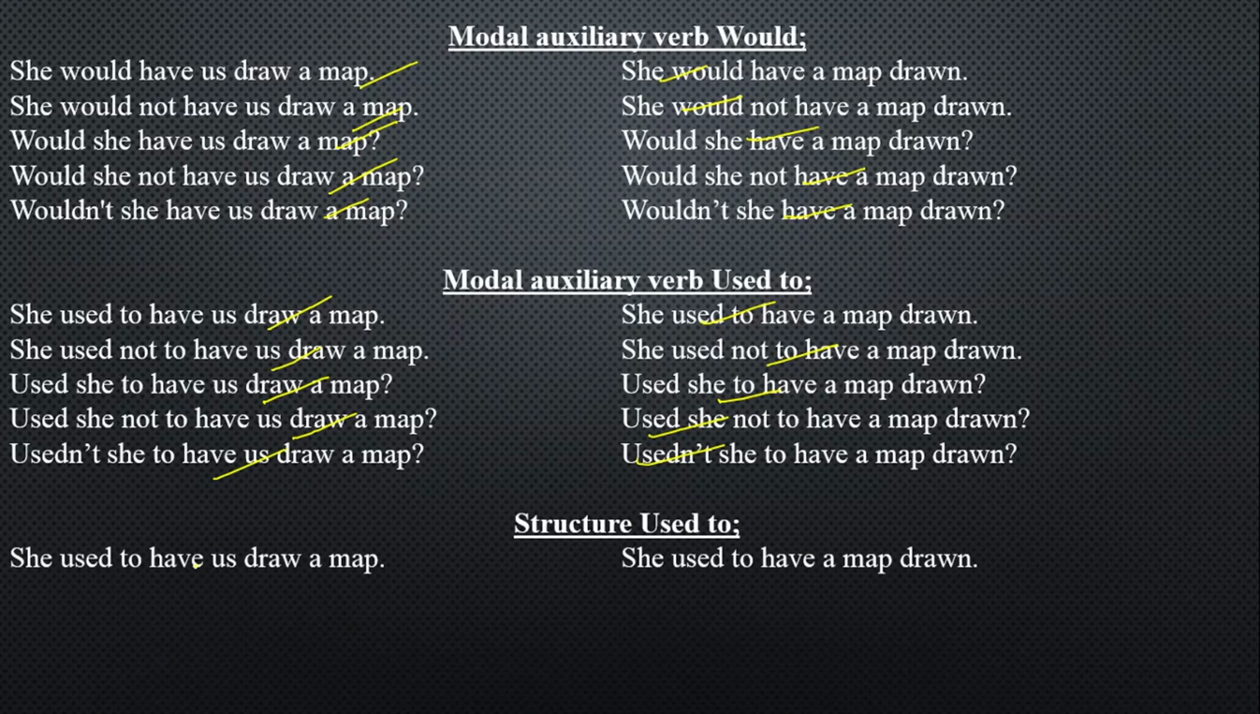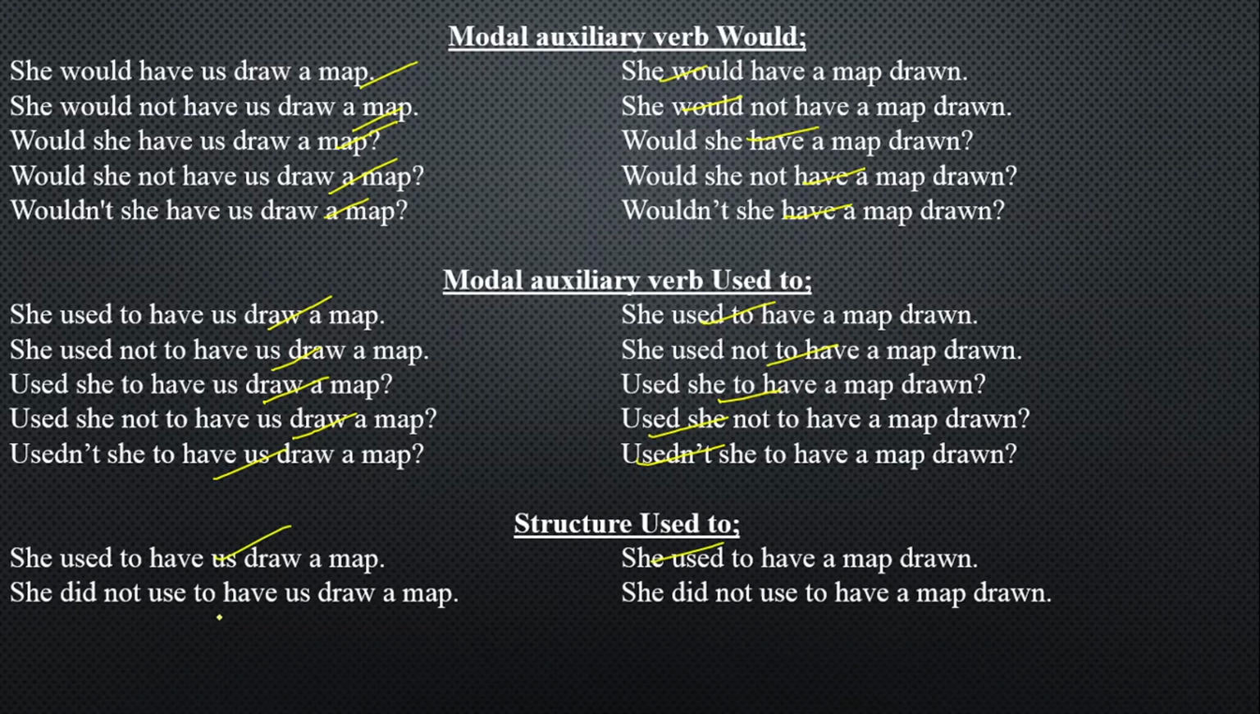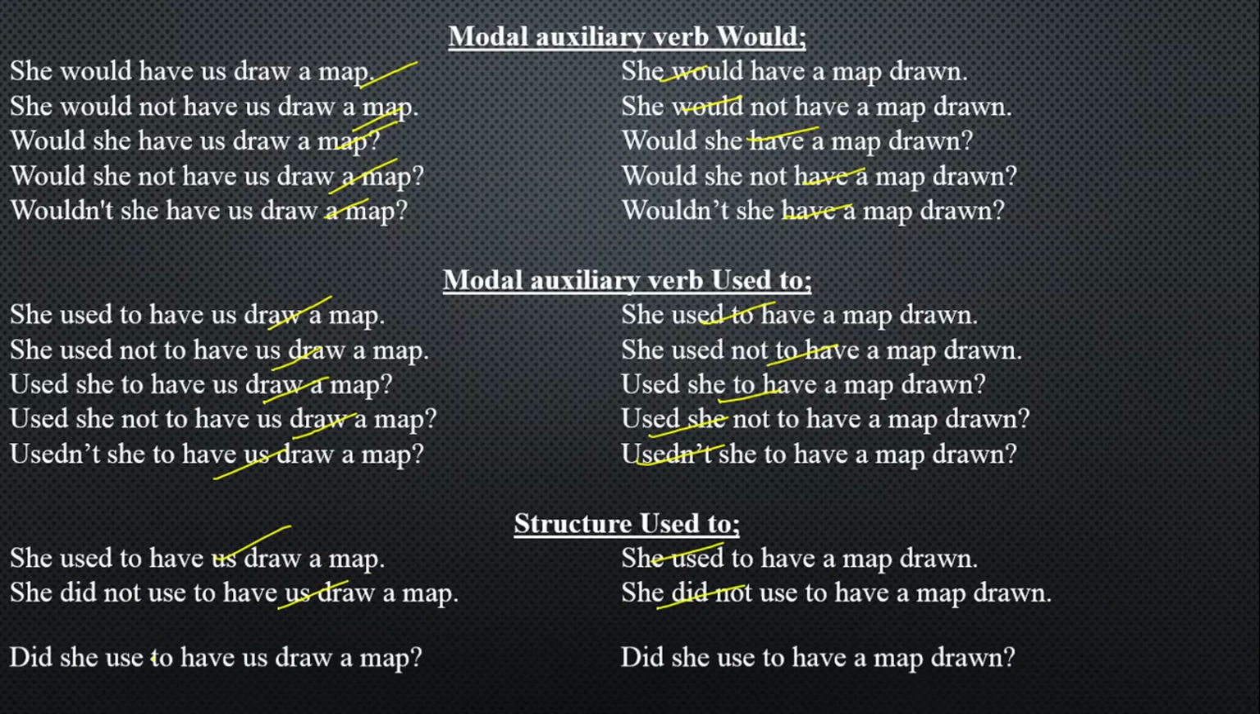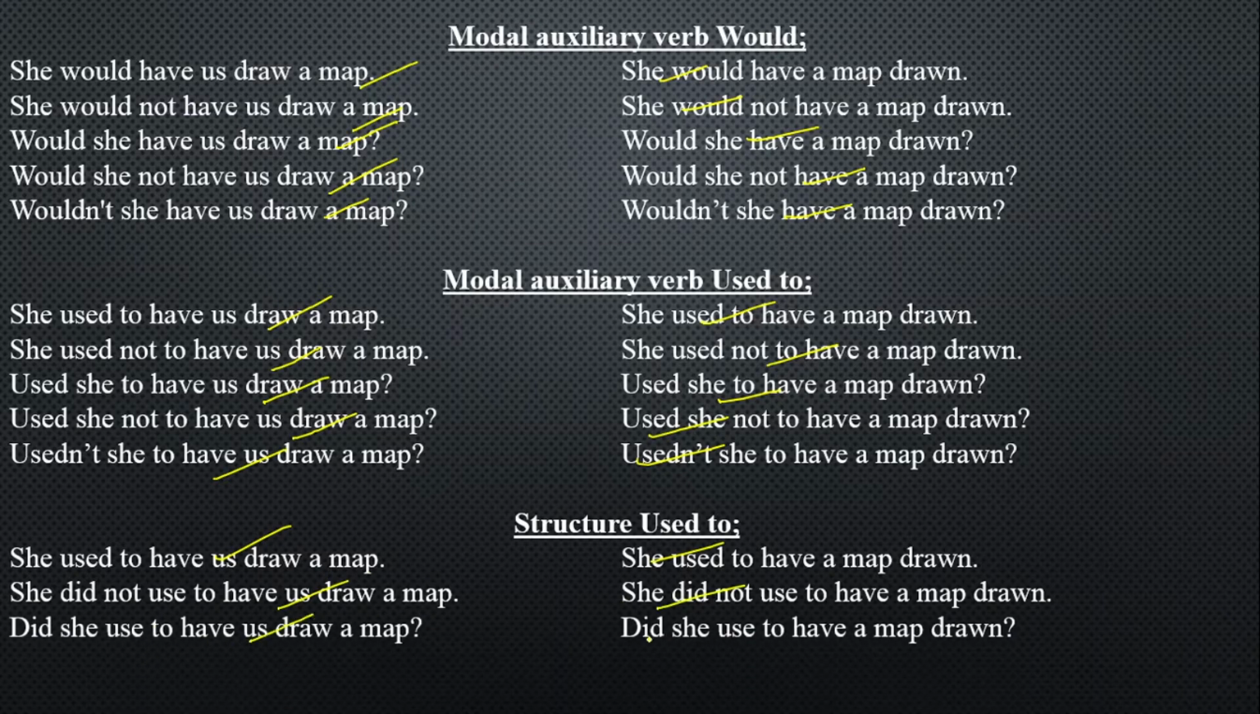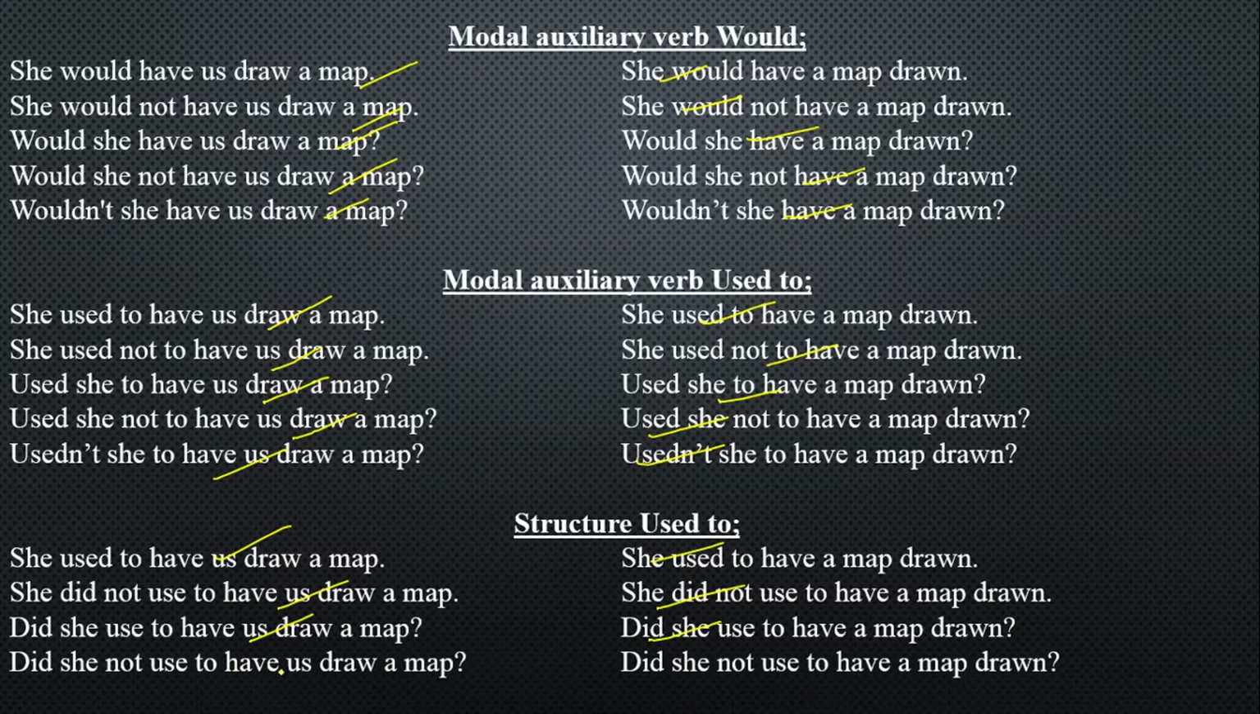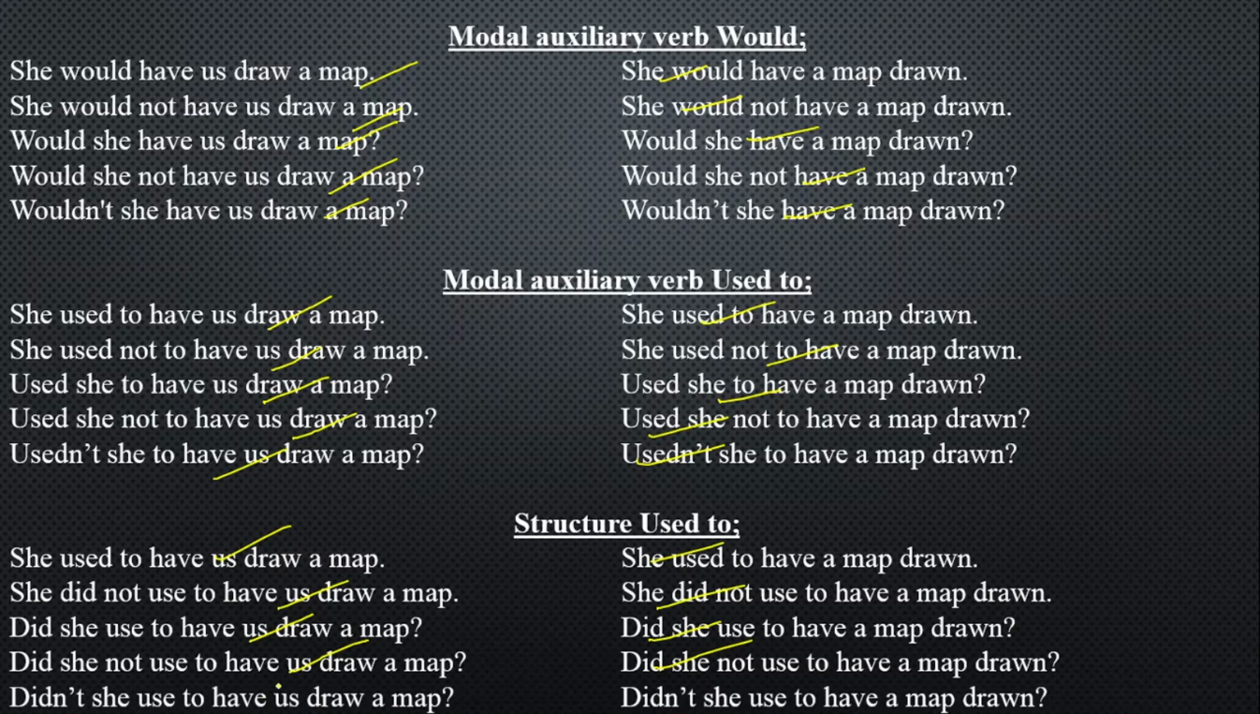She used to have us draw a map. She used to have a map drawn. She did not used to have us draw a map. She did not used to have a map drawn. Did she used to have us draw a map? Did she used to have a map drawn? Did she not used to have us draw a map? Did she not used to have a map drawn? Didn't she used to have us draw a map? Didn't she used to have a map drawn?